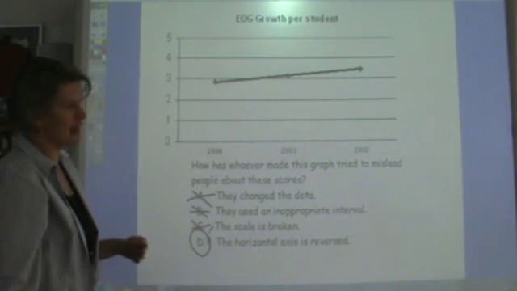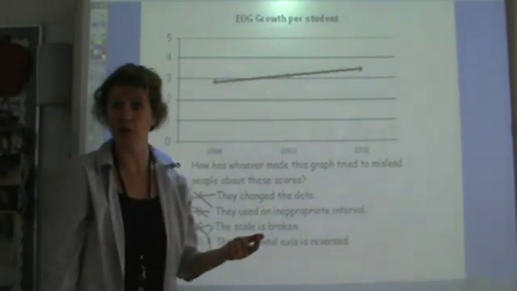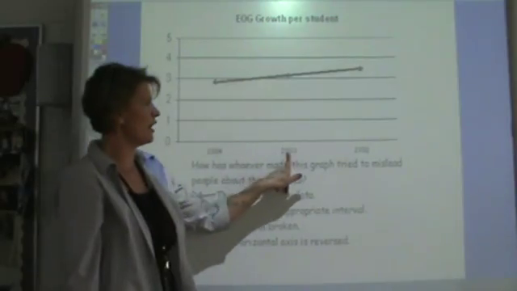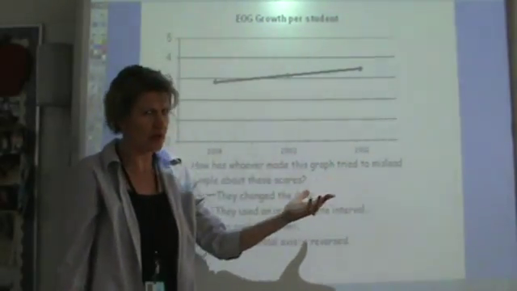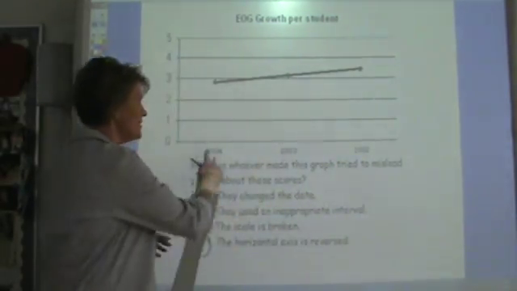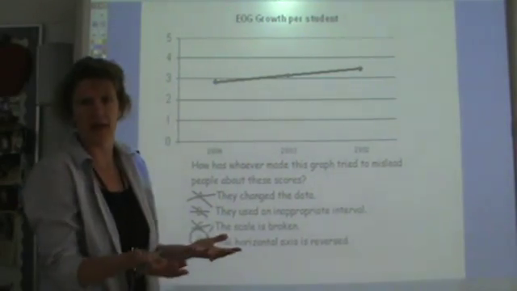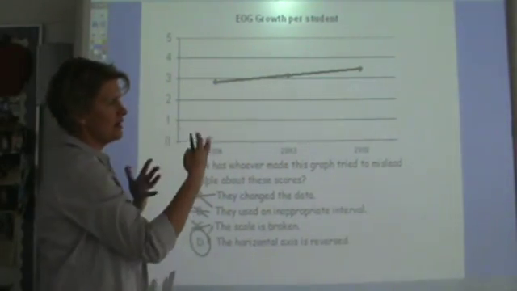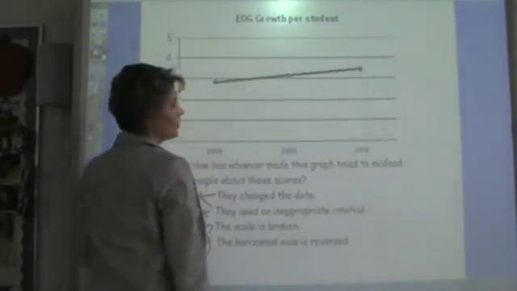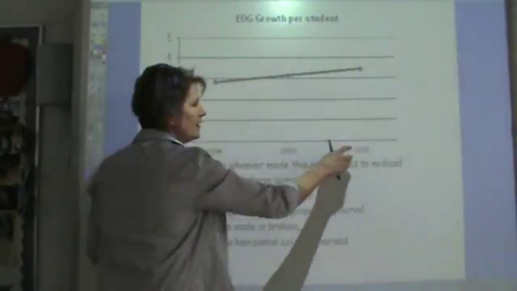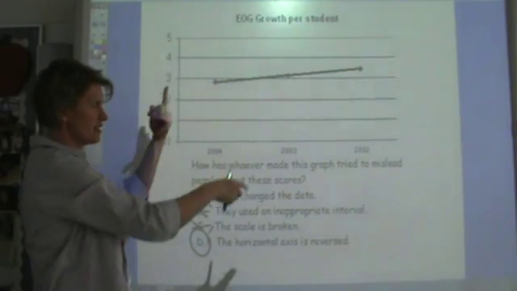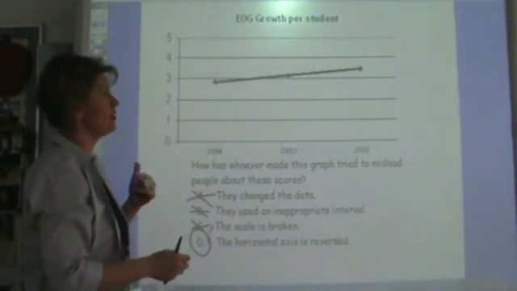It says the horizontal axis is reversed. Yeah, if you look closely, 2004, 2003, 2002, it's not in ascending order, it's in descending order. Well, who makes a graph like that? They're trying to get you to see that it looks like it's increasing, but because the time is reversed, your scale is reversed, so it should actually be decreasing.